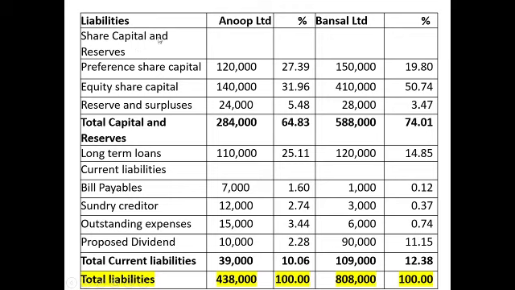So it is also called owner's equity. Here preference share capital comes, 1,20,000.